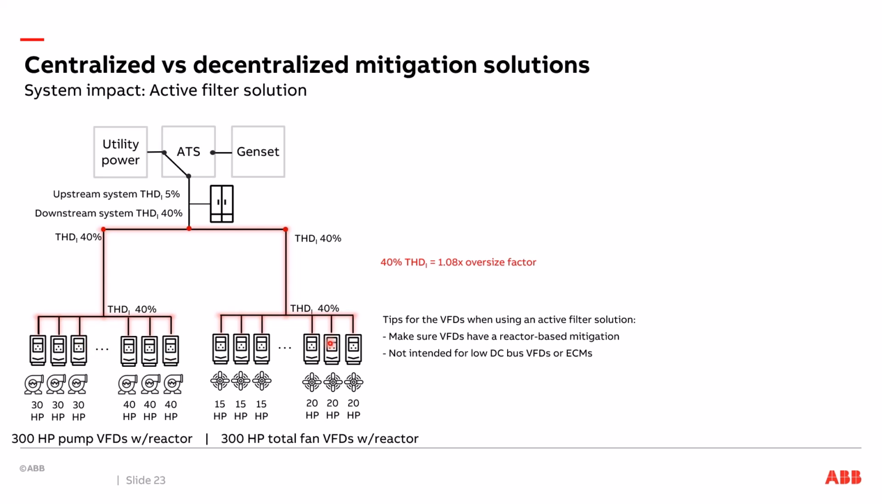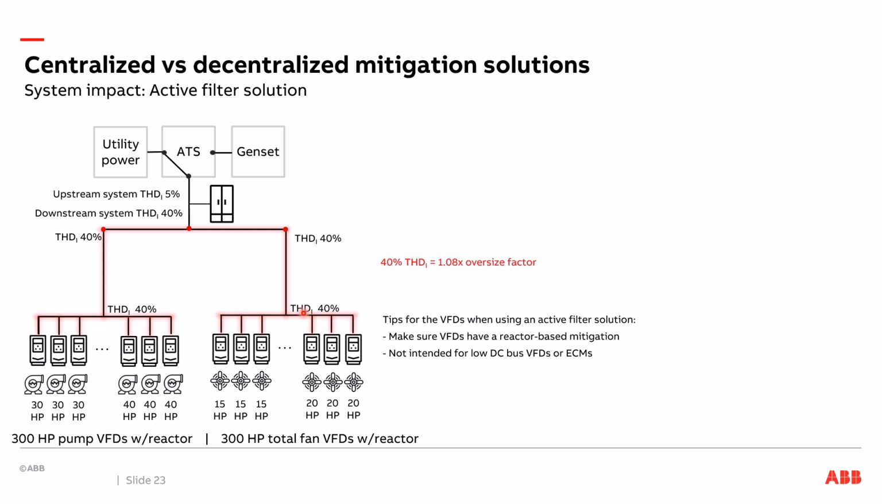Pro tip on that is the active filter manufacturers are going to recommend the drives always have impedance in them. They don't want to deal with the drives that are the 6 pulse with no reactors because those have the 80% current distortion, and it's going to be significantly more harmonics that the active filter has to clean up. So they're going to want the drives to come with reactors in them so they don't have to essentially double the size of the active filter. So it helps with some of the sizing by having the drives with reactors in them.